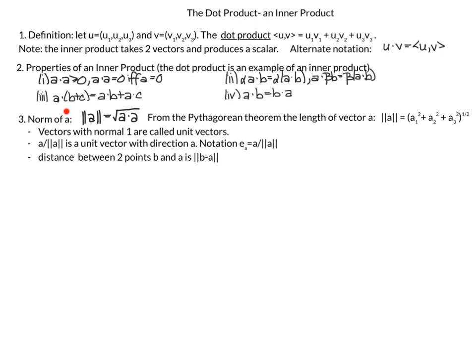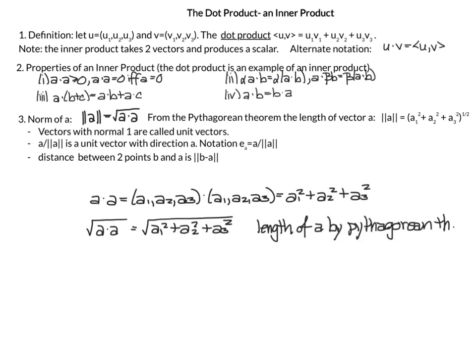Next, we have the definition of the norm of A, which we denote with these symbols that look like absolute value for reasons which will become apparent later, and that's equal to the square root of A dot A. In fact, we are going to get to this norm being the length right now.